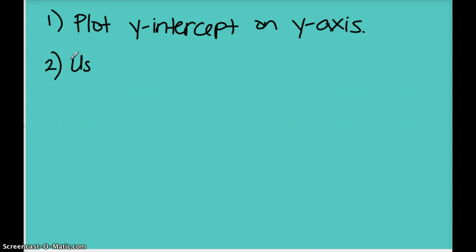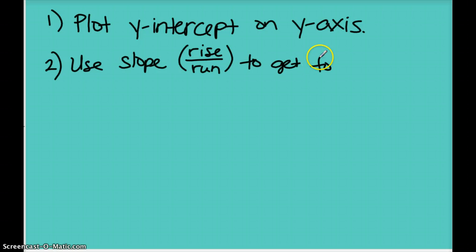Second thing is you're going to use your slope. If you remember, we've talked about the slope. You have to do what's called rise over run. The slope basically gives you directions of how to get to the next point. You're going to rise so many, you're going to run so many. We're going to use that to get to the next point. So we're going to do a few examples here, and we're actually going to graph the equations that are listed as examples here.